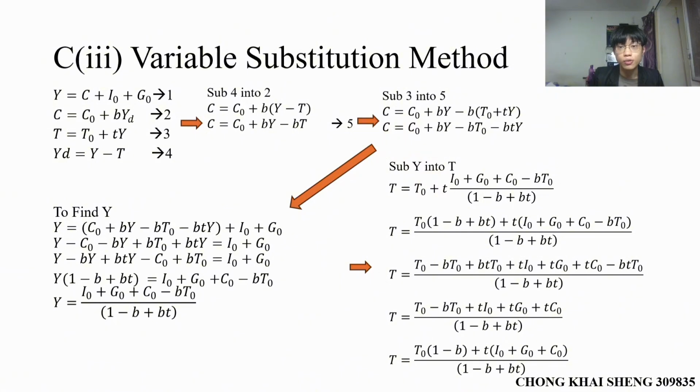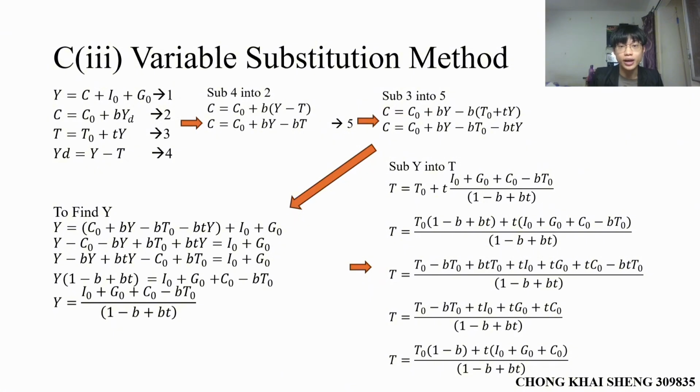To find y, we need to move all the terms with naught to the right hand side and leave the left hand side with y minus by plus bty. By this, we can factor out the y and let the rest be divided by I naught plus g naught plus c naught minus bt naught. So we can find out what y is.